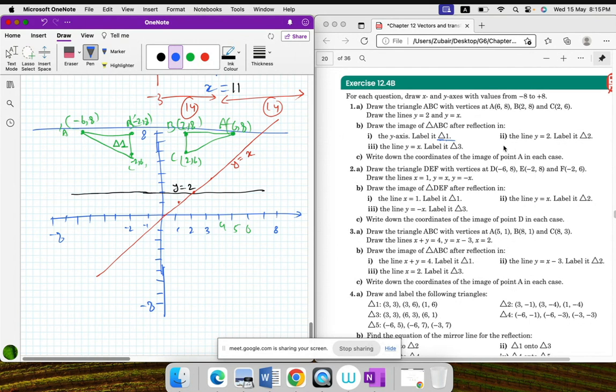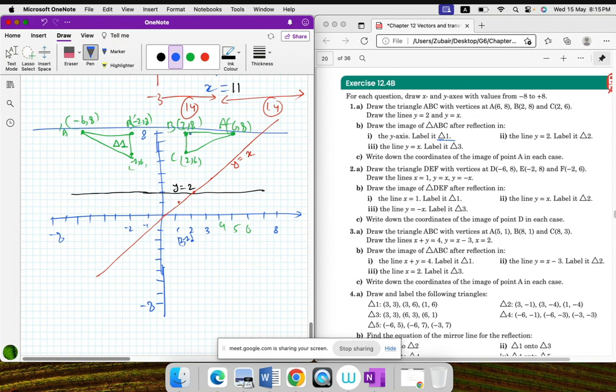Next part says ABC after reflection in the line y is equal to 2. So this is the line y is equal to 2 in black. So from this point, C is 4 units above that. From y=2 to y=6, this is 4 units above that. So I'm counting 4 units down and I'm coming at -2. So C comes here at x 2, y -2.